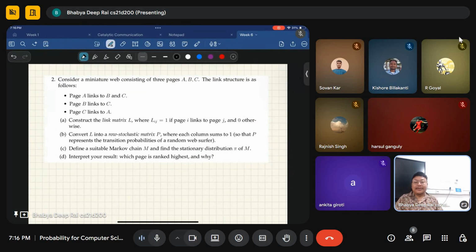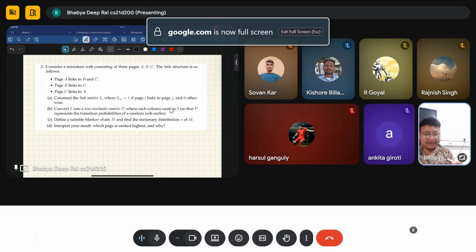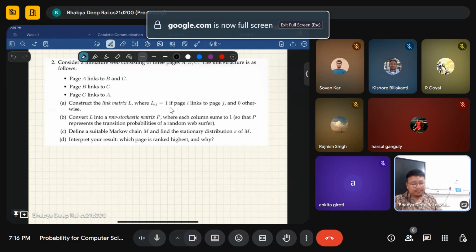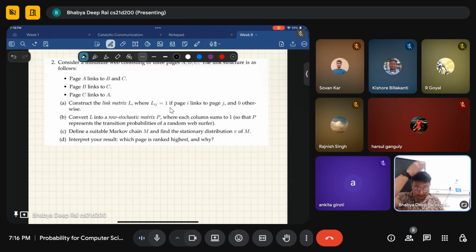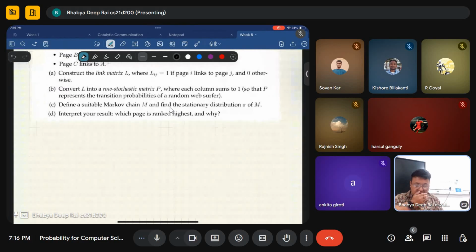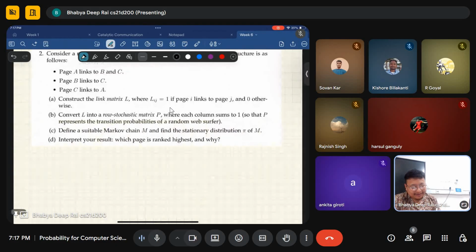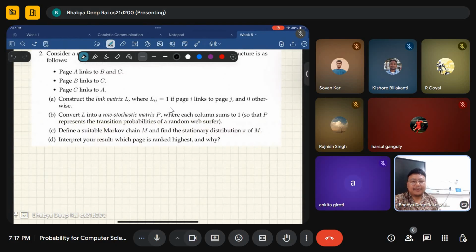Okay. Consider a miniature web consisting of 3 pages A, B, C. And the link structure is as follows: page A links to B and C, page B links to C, page C links to A. This is a simplistic version of Google's page ranking algorithm. When you do a Google search, how does Google decide whether to show page A first or page B first and so on? Well, it uses this page ranking algorithm.